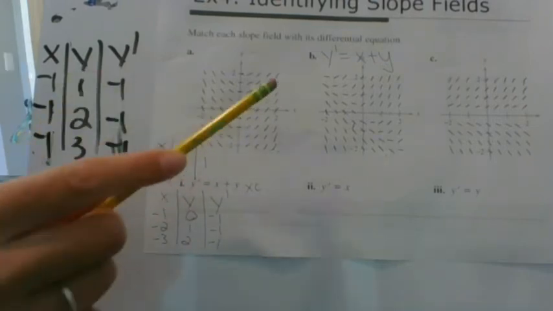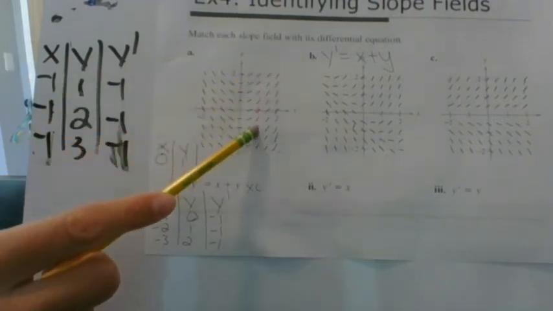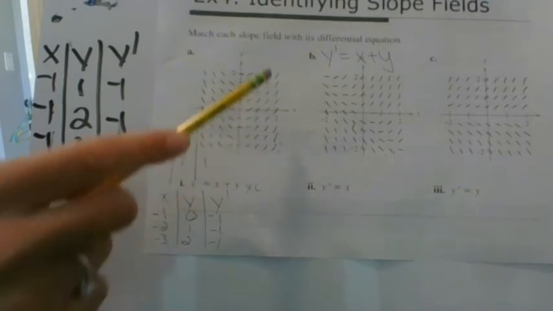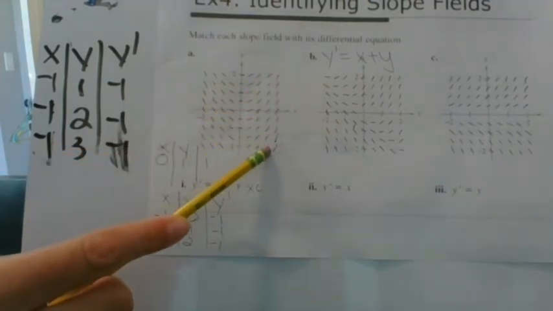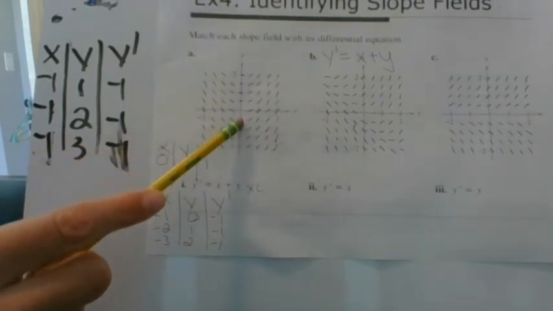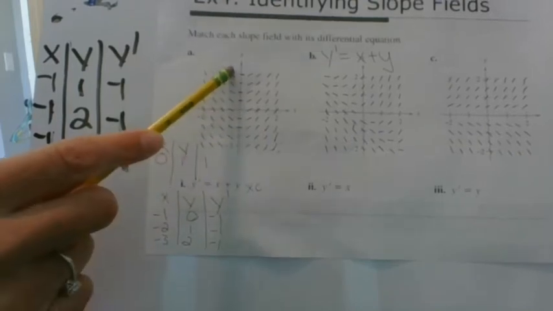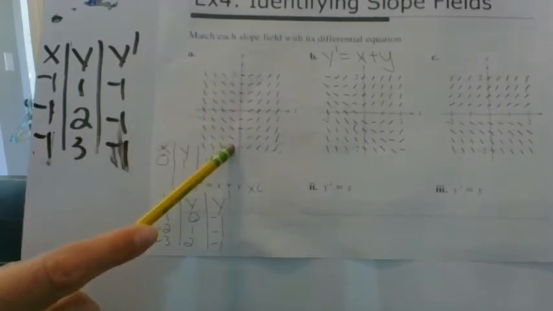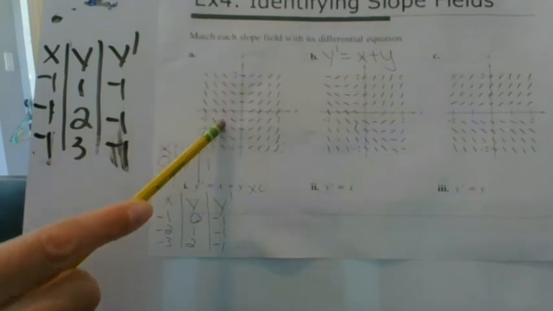At 2, the slope would be 2, so a little more steep. At 3, the slope would be 3. At 0, the slope would be 0. At -1, the slope would be -1. At -2, the slope would be -2. So I found my y prime equals x. That's answer choice A. All right, and then obviously there's only one answer choice left, but let's just confirm it.